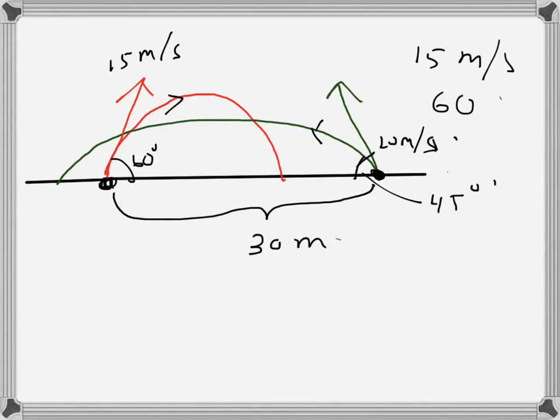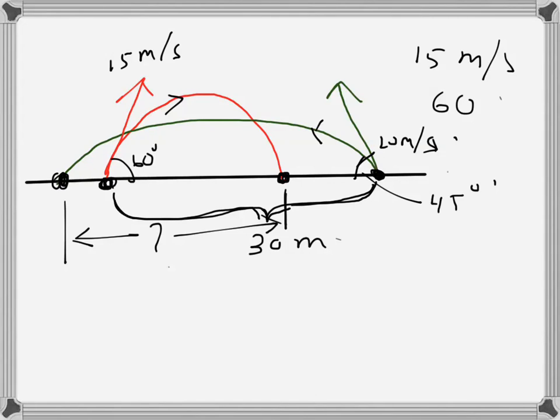And the objects are 30 meters apart from the throwing points when they were thrown. So the question is, when they land, how far away they are from each other. So the red one lands here and the green one lands here. So we need to find this distance. This is our question mark. We need to find this one.